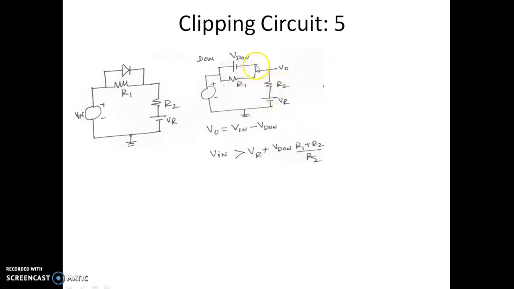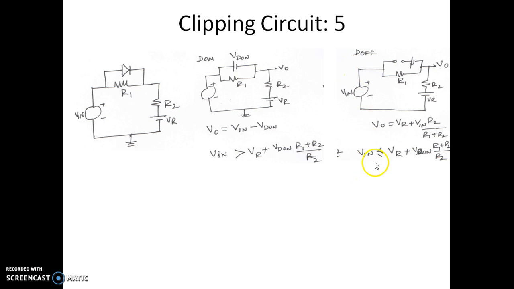Of course, this off condition occurs when the input voltage is less than or equal to Vr plus Vd on into (R1 plus R2) by R2. So this is the condition when it occurs, and this is the equivalent circuit.